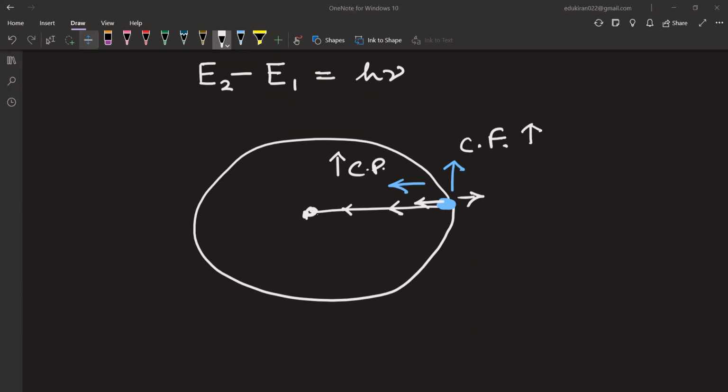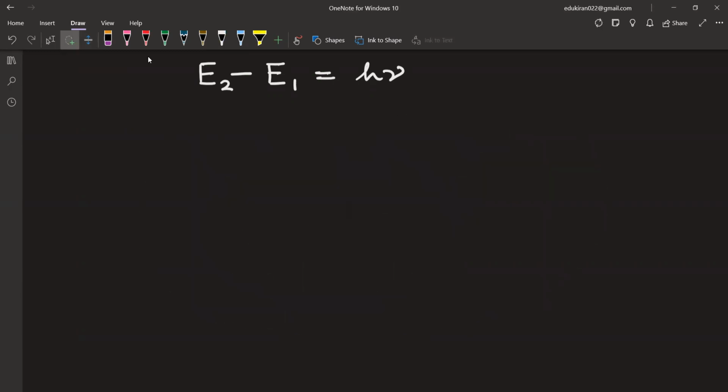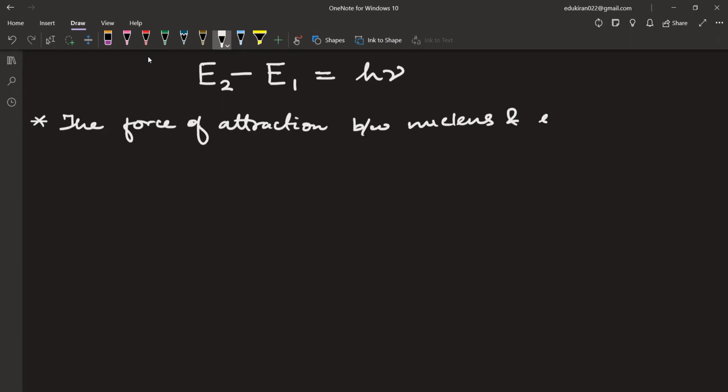And the same thing is going to happen in the atomic structure with electrons also. Okay, so you write here: the force of attraction between nucleus and electron must be balanced by centrifugal force.